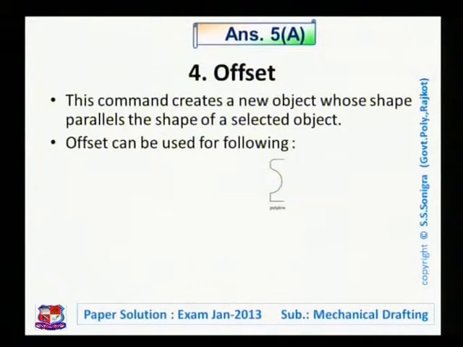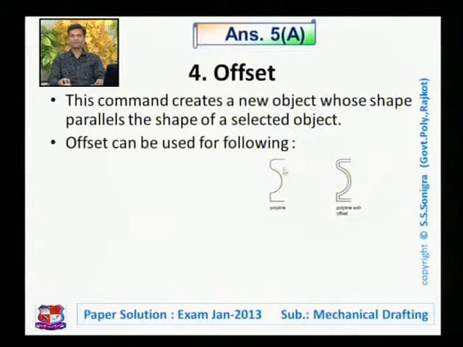Offset can be used for the following commands. These are the examples of offset. This first figure is drawn with the help of polyline like this. If you want to draw this kind of drawing, we can just offset this polyline. If you offset this at a distance of this much mm, in this direction, it will draw a polyline like this. So here it would not be needed to redraw all these contents or this polyline.